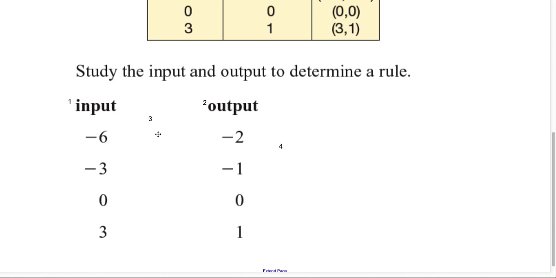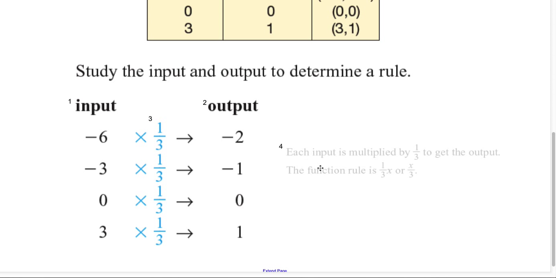The rule would be basically multiplying by 1/3 to get to your output. So you get your input, multiply by 1/3 to get to output. And multiplying by 1/3 is the same as dividing by 3. So basically divide the input by 3 to get to your output. So each input is multiplied by 1/3 to get to the output. Your function rule will be 1/3 x, or like I said, x over 3, or x divided by 3.